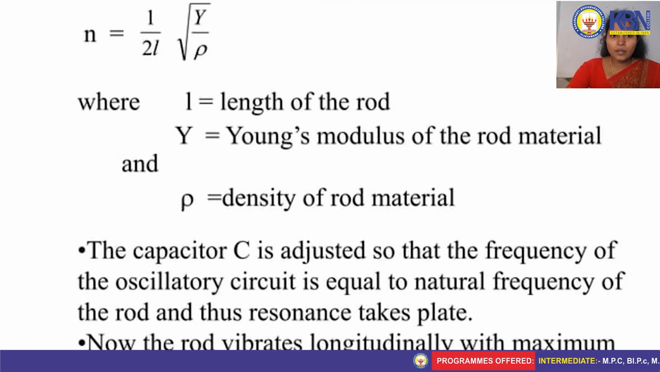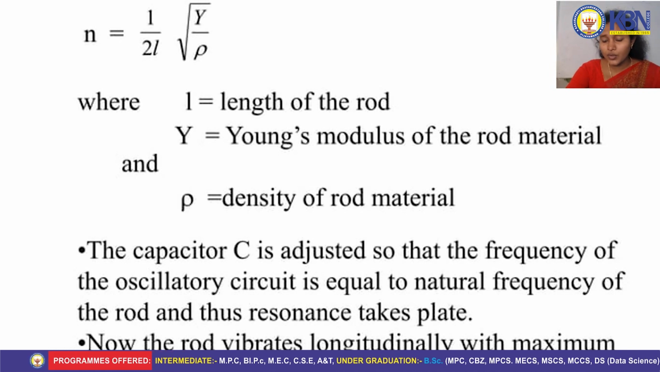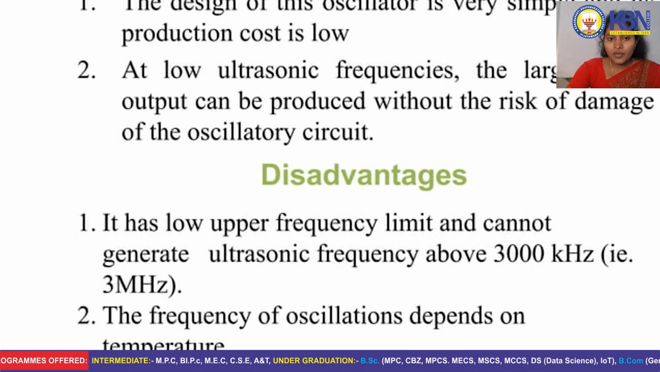Here n equal to 1 by 2L into square root of Y by rho. Here L is the length of the rod, Y is Young's modulus of the rod material, and rho is the density of the rod material. So the capacitor C is adjusted in such a way that the frequency of the oscillator circuit is equal to the natural frequency.